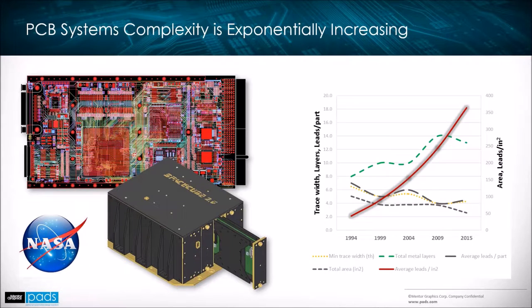I just wanted to throw this slide in here that shows the current trend of printed circuit board design and how it's been increasing in complexity for the last couple of decades. You can see the average leads per square inch keeps on increasing while the board size stays about the same or even goes down smaller. Just as chips are getting smaller, they're packing more and more features on the boards, thus increasing the complexity.